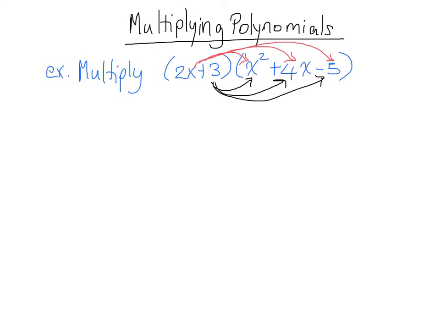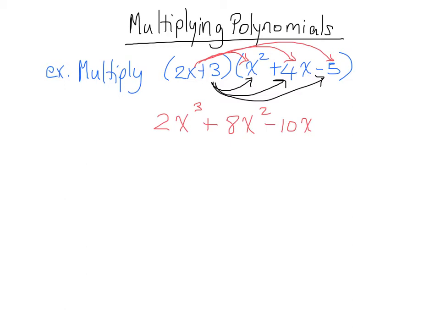So 2x, I'm doing the red first, 2x times x squared gives us 2x to the third. I added my exponents. Now the next term, the red, 2x times 4x gives us 8x squared. The last red arrow, 2x times negative 5 gives us minus 10x. And now I can move on to the black.